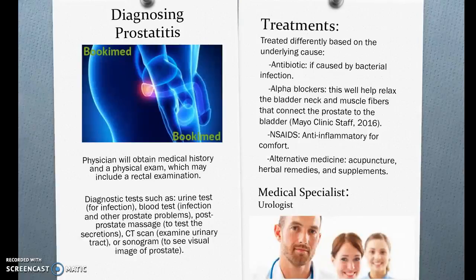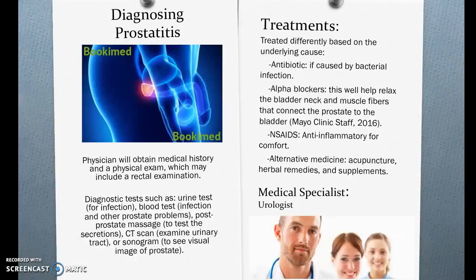There could be some diagnostic tests, such as urine tests for infection, a blood test to look at infection and other prostate problems, a post-prostate massage to test the secretions, and a CT scan to examine the urinary tract, or there could be a sonogram, also known as an ultrasound, to see a visual image of the prostate.